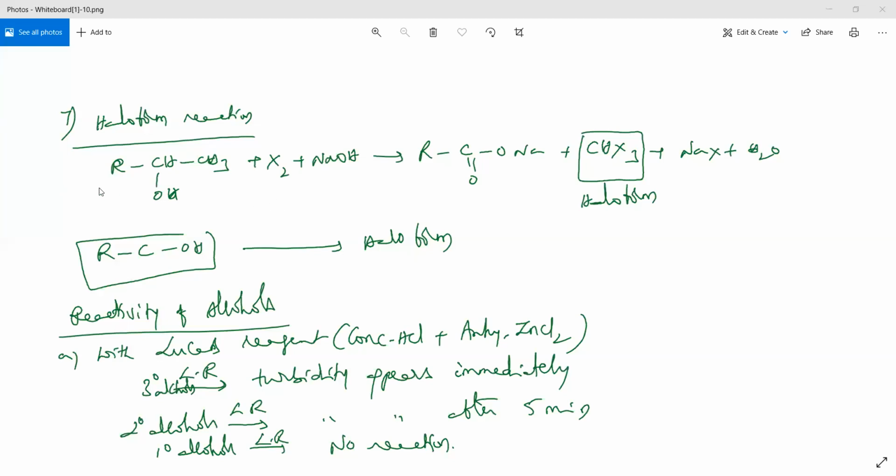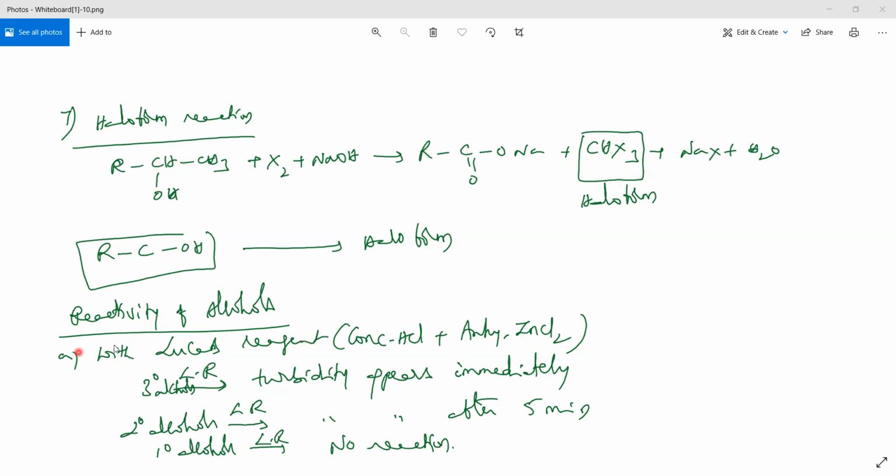Very important. Haloform reaction. See, this is the condition for haloform reaction. Any compound which has the CH3CO group gives a haloform, that is CHX3. That CH3CO bond should be there.